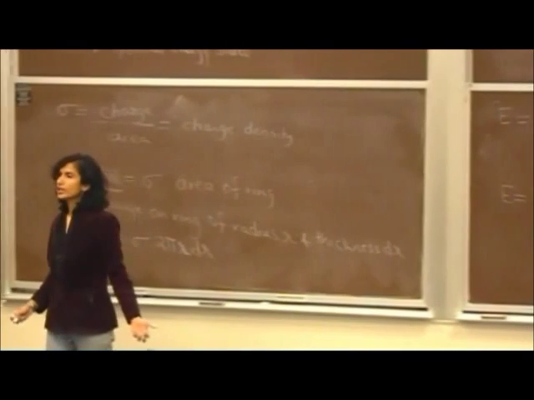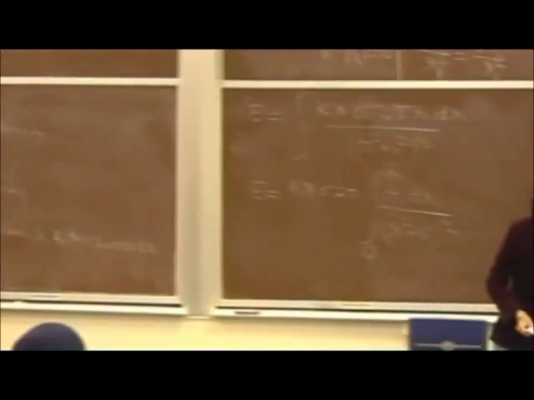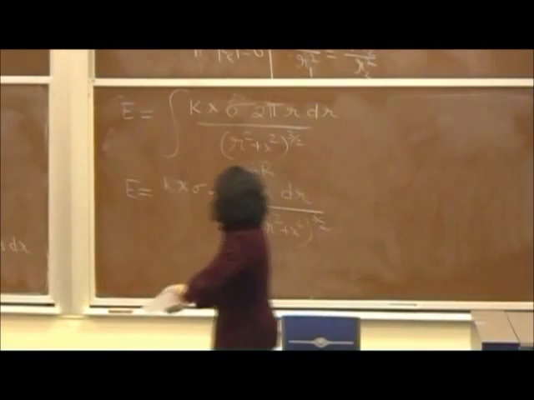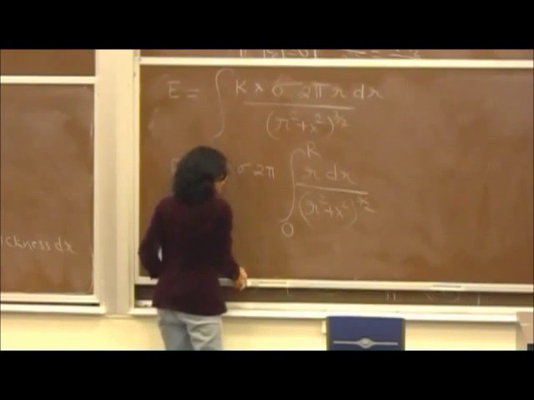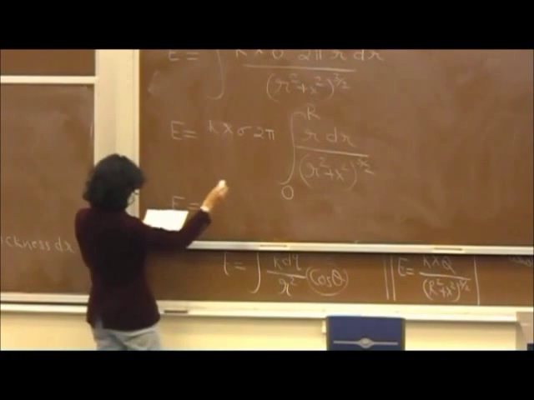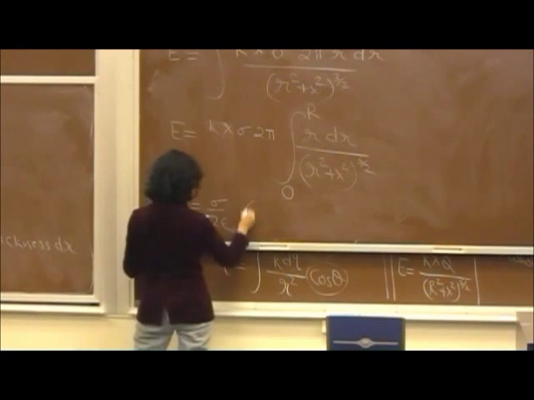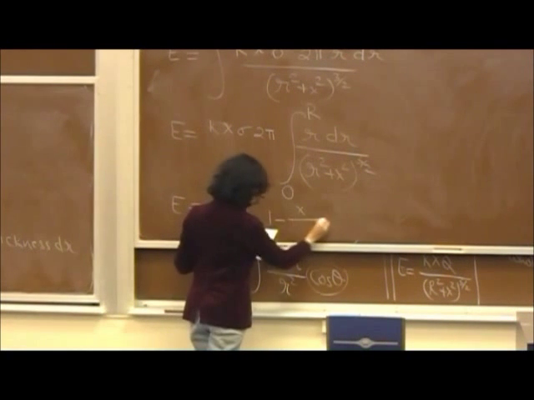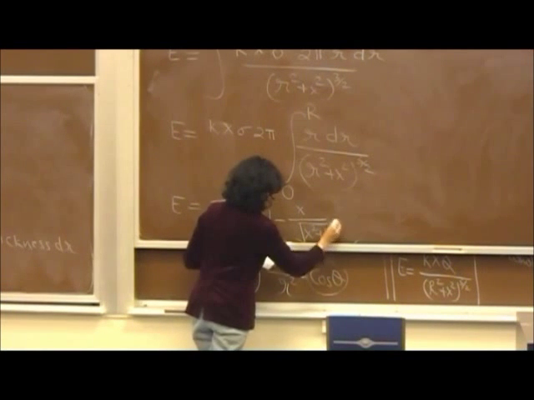And this integral is not easy to do. You can just look it up. So we are just going to write down what it is from a table of integrals. And if you look up the integral, you will find this thing turns out to be sigma over 2 epsilon 0, 1 minus x over square root of x squared plus R squared.